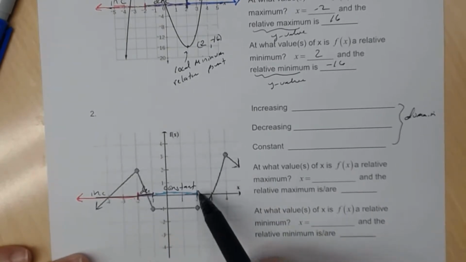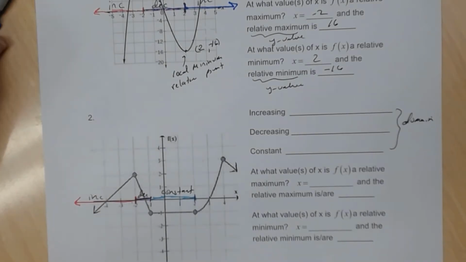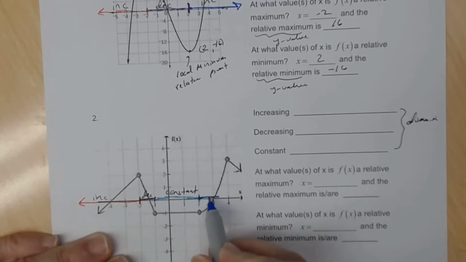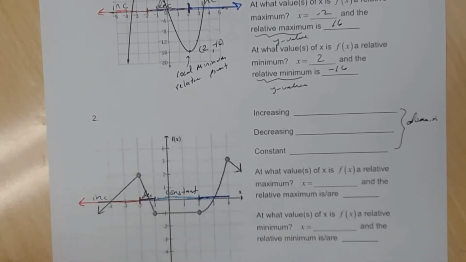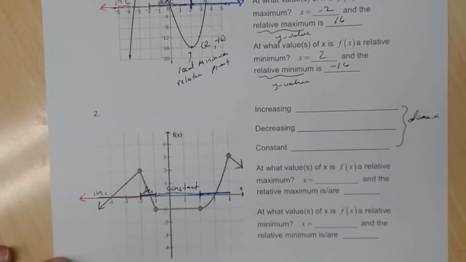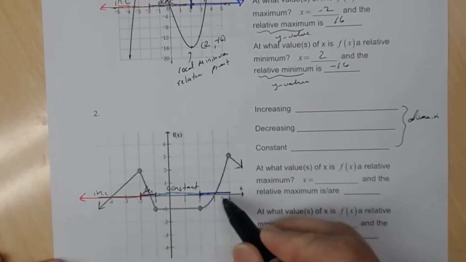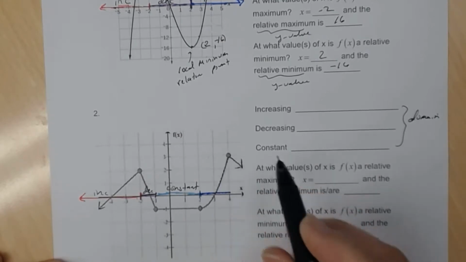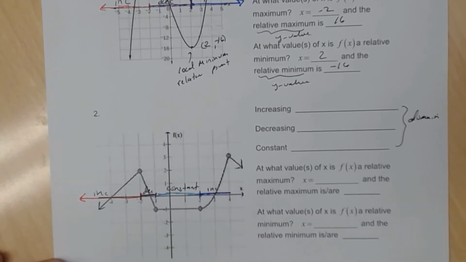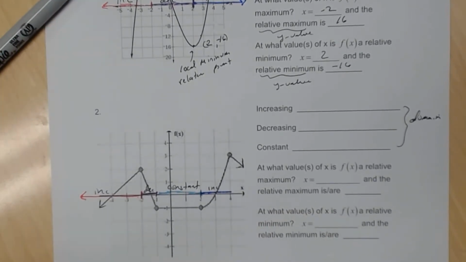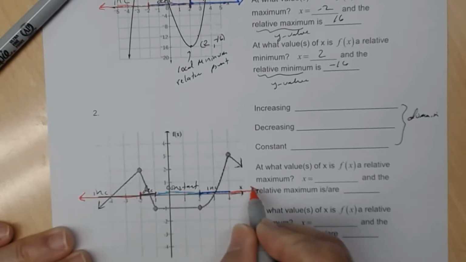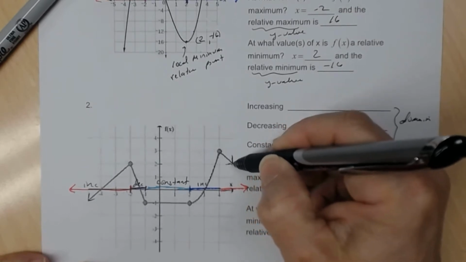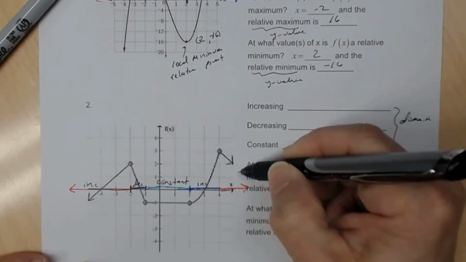And then from 2 to 4, look at what happens to those y values. From 2 to 4, your y values are increasing. So that's increasing here. And then from 4 to infinity, your y values are decreasing. Okay, so they're decreasing right here.